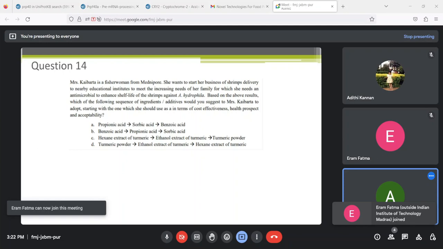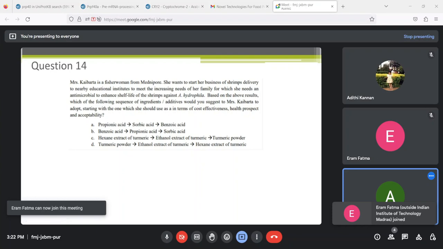Based on the previous question's answers, we know that turmeric powder is an antimicrobial compound. Since she is looking for a cost-effective antimicrobial, she can start with turmeric powder for multiple reasons. First, it is easily available and cost-effective. It can be used as an ingredient in her food directly, and she does not require any regulatory approval of any sort to use turmeric powder. So when she starts her business, turmeric powder will be a good way to start using an antimicrobial, which will have cost effectiveness, health prospect as well as acceptability. So turmeric powder should be her first preference.